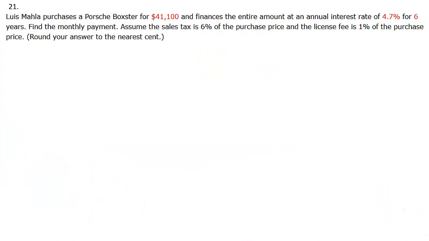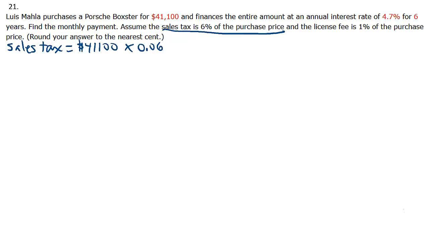Number 21, Luis Mala purchases a Porsche Boxster for $41,100 and finances the entire amount at an annual interest rate of 4.7% for 6 years. Find the monthly payment. Assume the sales tax is 6% of the purchase price and the license fee is 1% of the purchase price, and round your answer to the nearest cent.